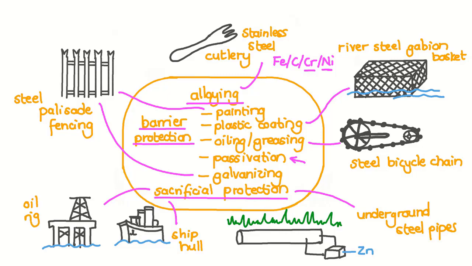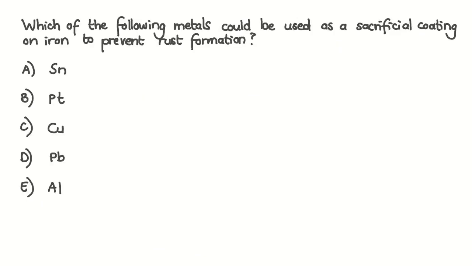Now it's time for some practice. Which of the following metals could be used as a sacrificial coating on iron to prevent rust formation? A. Sn, B. Pt, C. Cu, D. Pb, or E. Al? The answer options are tin, platinum, copper, lead, and aluminum.